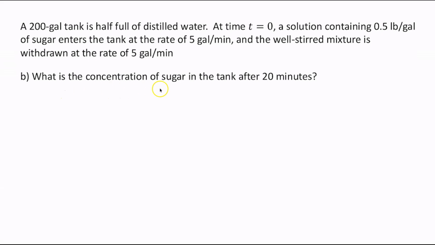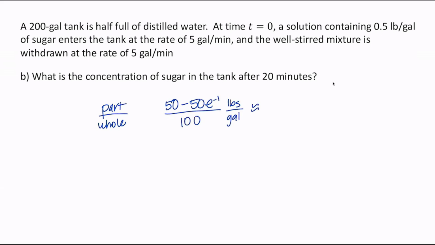For part B, what is the concentration of sugar in the tank after 20 minutes? So here we want that part to whole situation happening. The amount of sugar in the tank after 20 minutes was 50 minus 50e to the negative 1. And then the amount of total volume was 100 gallons, right? So this is going to be pounds per gallon.